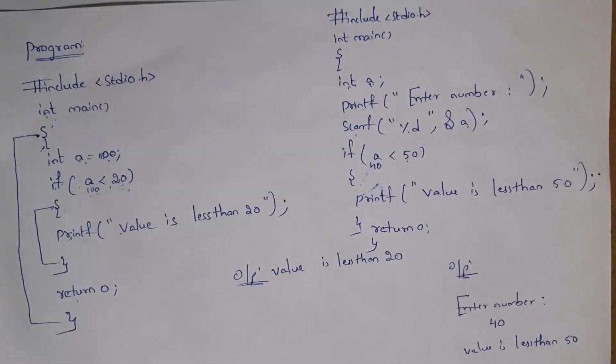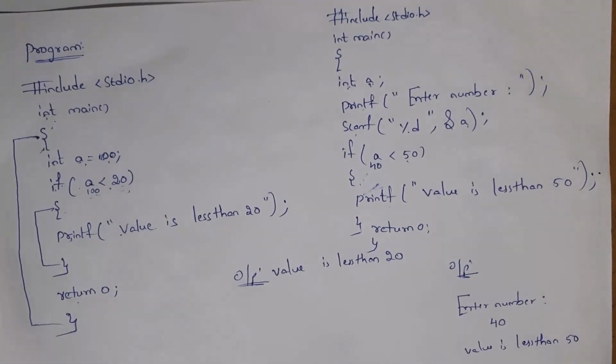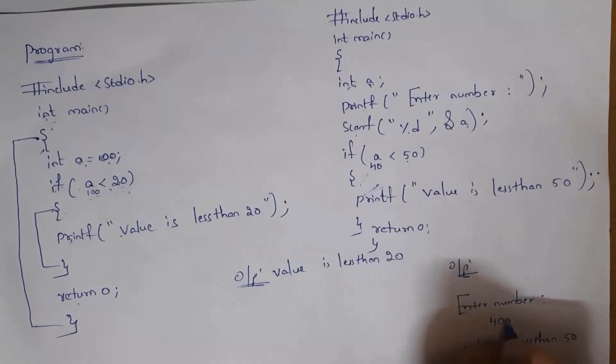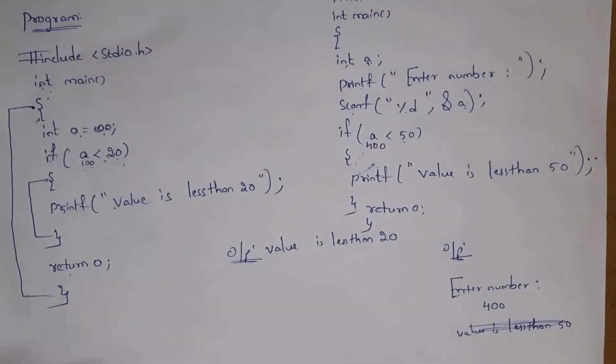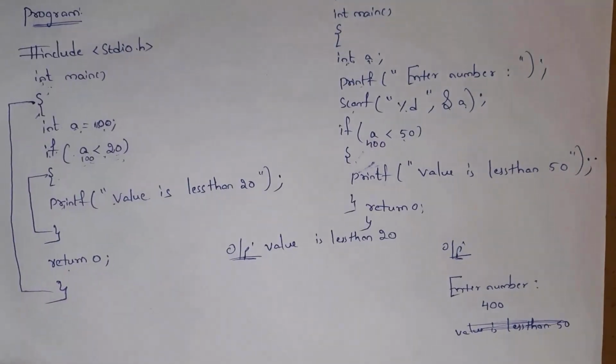This is the use of scanf. I can enter a value after executing a program by using scanf. For example, if I give 400 here, then 400 is not less than 50. 400 is greater than 50. So I will not get any output. This is the C program for if statement. Next, I will explain the flowchart for this.